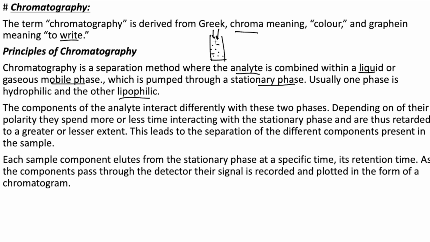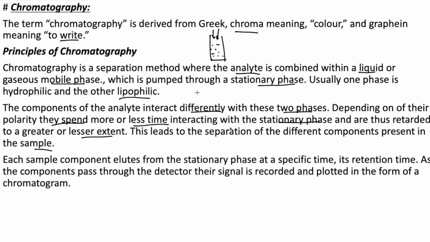You give a mobile phase, meaning you move something around it, so that with the influence of this mobile phase, the thing which is in the stationary phase also moves a little bit and gets separated. The components of the analyte interact differently with these two phases, the stationary phase and the mobile phase. Depending upon their polarity, they spend more or less time interacting with the stationary phase, and are thus retarded to a greater or lesser extent. This leads to the separation of the different components present in the sample.